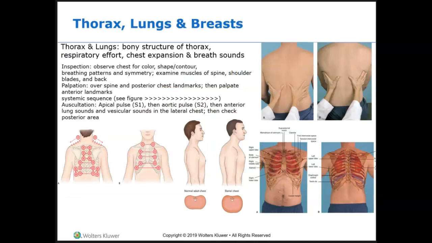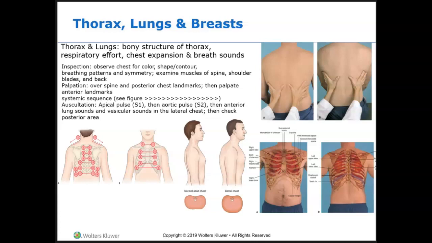Thorax, lungs, and breasts. This assessment, again, follow along in your assessment book. Your skills book adds more aspects of the assessment, but these are the basics we will be teaching you. You will be checking your patient's thorax, their lungs, rib cage, cartilage, intercostal muscles. You're first going to inspect the posterior thorax. You're going to examine the skin, the bones, the muscles over the spine, shoulder blades, and the back, as well as the symmetry of expansion and or accessory muscle use when they're breathing in and out. Again, we're going to compare the left to the right. When the patient's breathing, is it symmetrical, right? Or is one side having to work harder than the other?